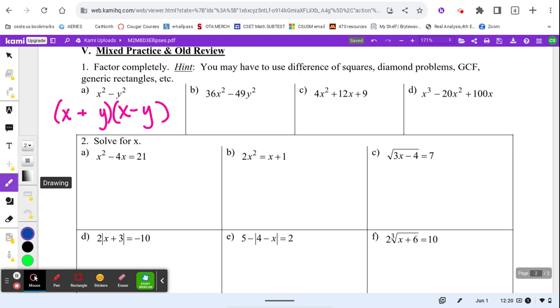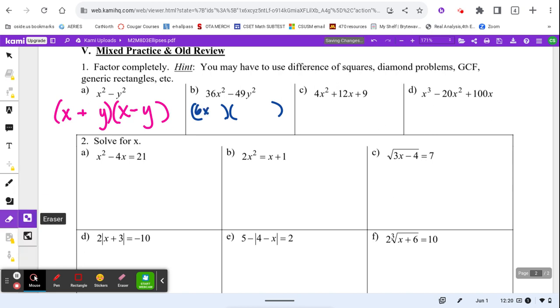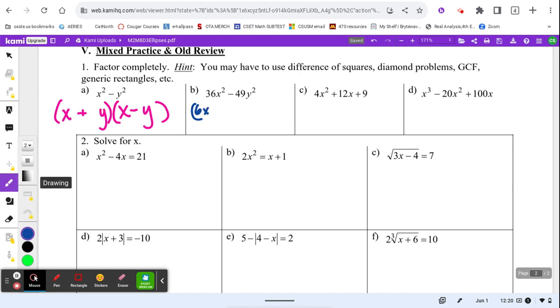Okay, the next one is also the difference of perfect squares, where you ask yourself, what times what makes 36x squared? I'm going to run out of space here. Hang on. And what times what makes 49y squared? And then there's no middle term here, so what signs have to be there to make sure there's no middle term? It's 1 plus and 1 minus.